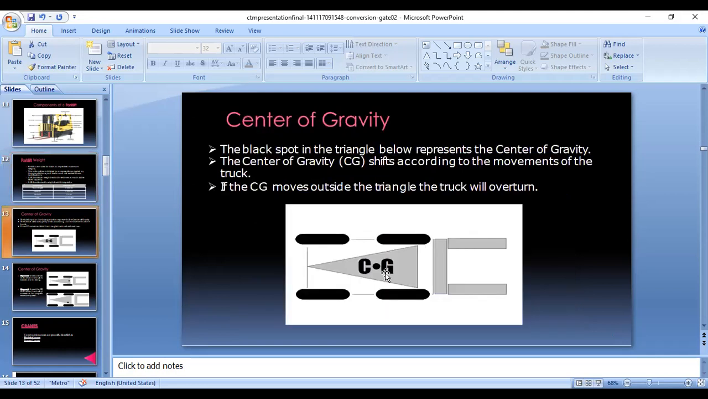This is the center of gravity. The black spot in the triangle below represents the center of gravity. The center of gravity shifts according to the movement of the truck. If the center of gravity moves outside the triangle, the truck will overturn, as we can observe here. The overturning of the vehicle may be seen if the center of gravity changes.